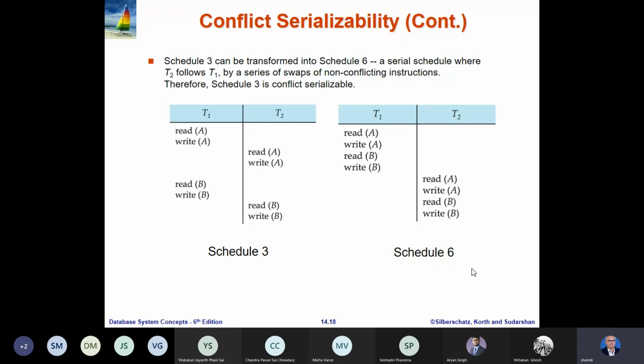Okay. And what is schedule 6? It is a serial schedule. So schedule 3 is conflict equivalent to schedule 6, and schedule 6 is a serial schedule. Hence, schedule 3 is a conflict serializable schedule.